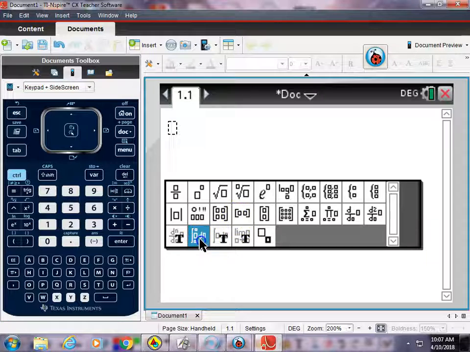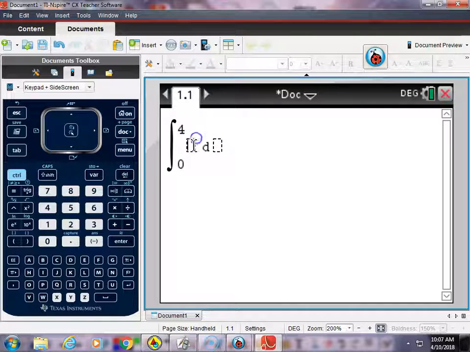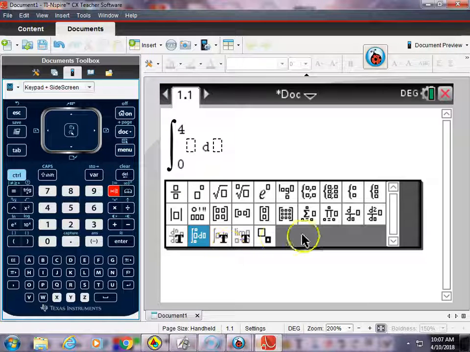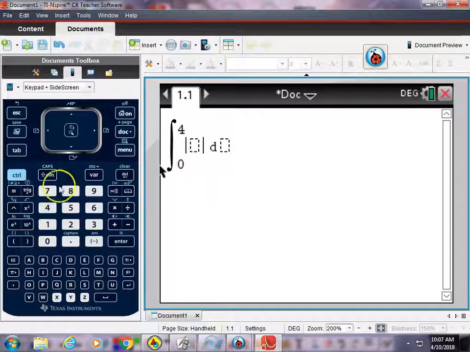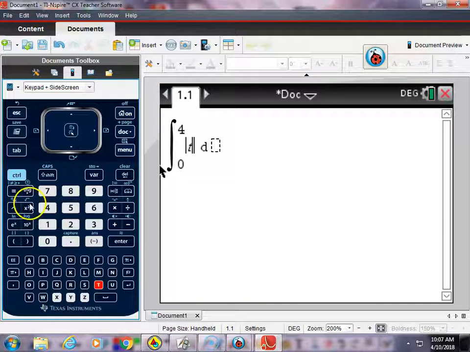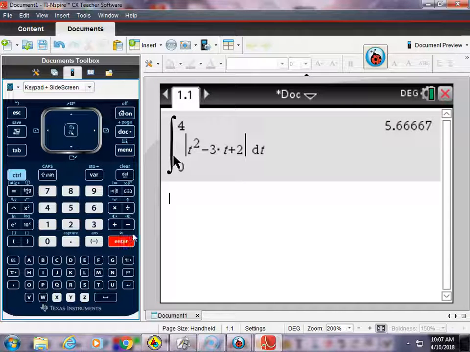So you need to integrate from 0 to 4. If it's absolute value, you can hit this little guy right here, and you can hit this template for the absolute value, or if you want, you can do ABS parentheses, and that'll work. And we're going to put in t squared minus 3t plus 2 dt. Okay, so that looks to me to be 5 2/3. What do you think? Okay, and then just do this.